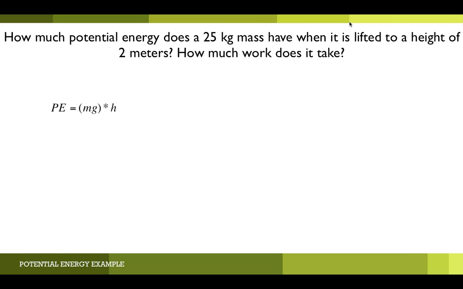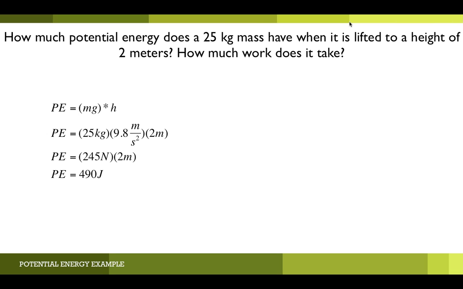So first, potential energy. Potential energy is mass times gravity times height. So we have 25 kilograms times 9.8 times 2, and we get a final answer of 490 joules of potential energy. That's pretty easy to solve.